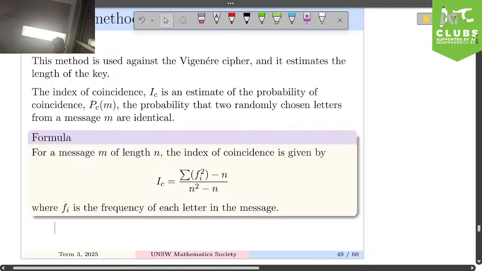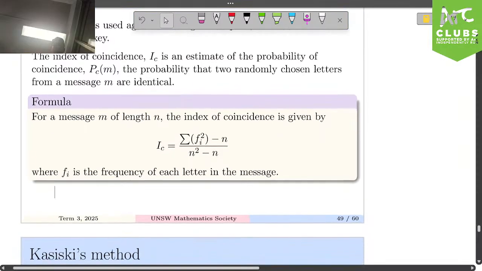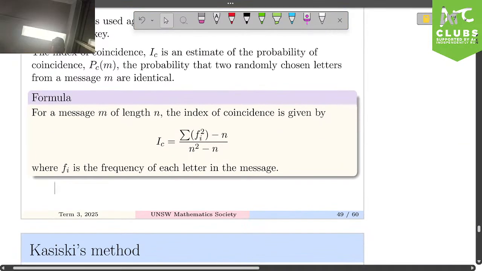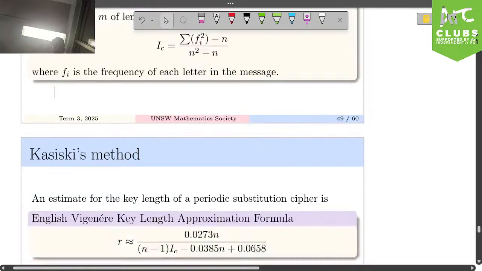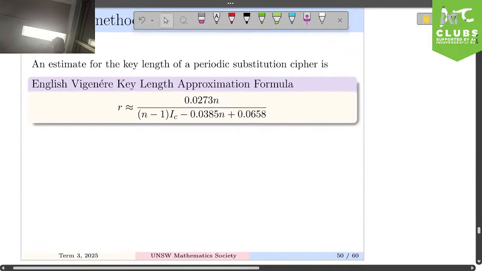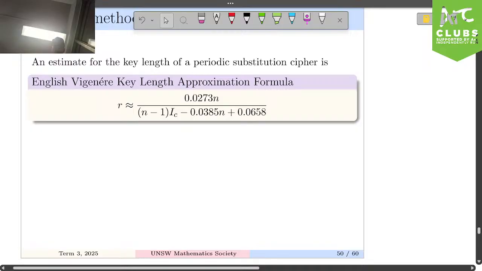Yeah, nothing much to say about this. But this is the index of coincidence. So how do we use this to get the block length? Here's how we do it. Really ugly formula. Really ugly, in fact.